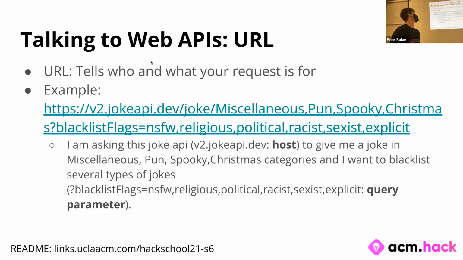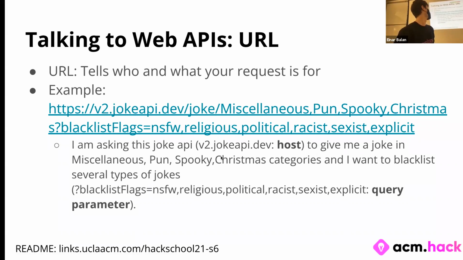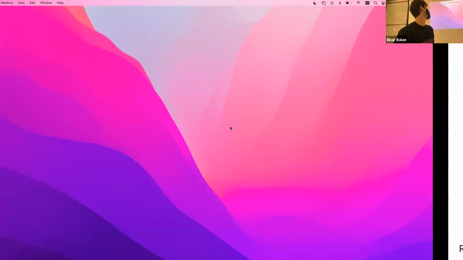So the URL, again, just tells who and what your request is for. Here's a quick example. This URL basically says, I'm asking this joke API, this website, to give me a joke, and it's going to be in either the miscellaneous, pun, spooky, or Christmas categories. You can see that up here. And it has these blacklist flags, which means I don't want to see these jokes. I don't want to see not safe for work jokes, or religious, political jokes, etc., because that's too edgy for this workshop. So that is the URL.